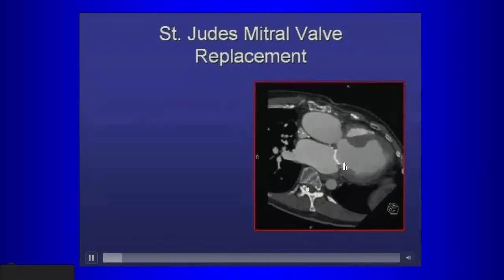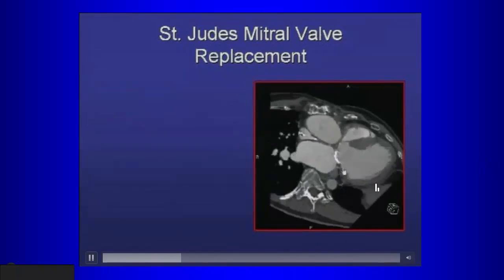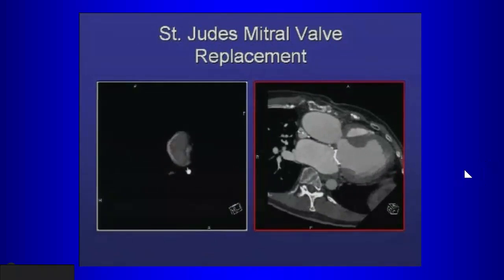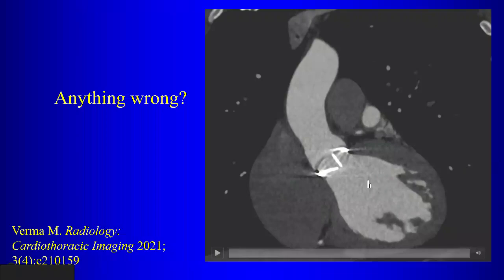Okay. Here's a St. Jude mitral valve. You can see there, cardiac CT, and then you cut out everything else and just look at the valve itself. Okay? So cardiac CT is a nice way for looking at these valves if you have to do it.